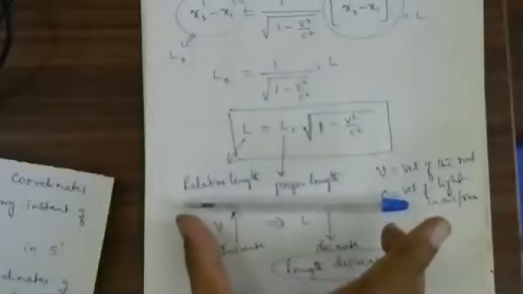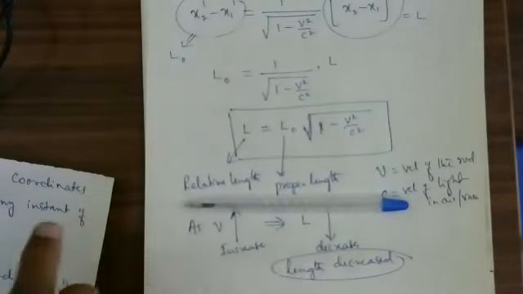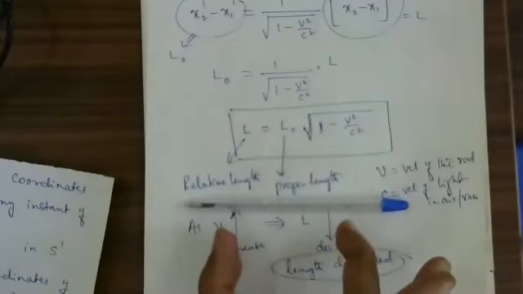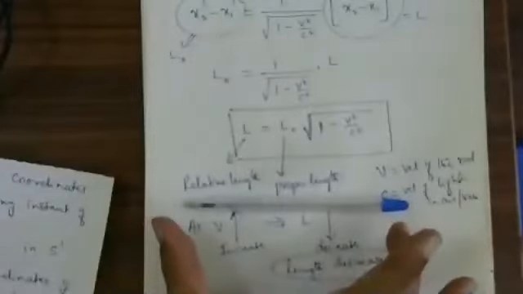This is only because we have chosen x2 dash minus x1 dash, x2 minus x1, along the x-axis. We have derived the equation along the x-axis, therefore only the length is going to be contracted, not the lateral dimension. It is only lengthwise that is going to be contracted.